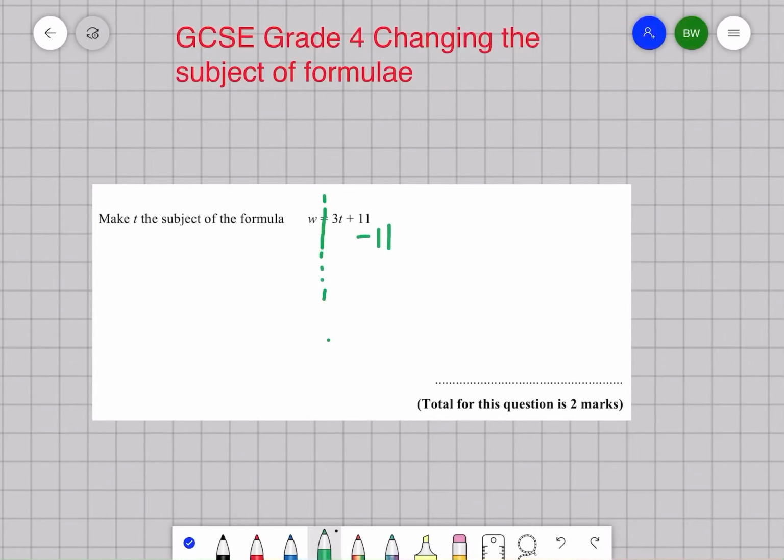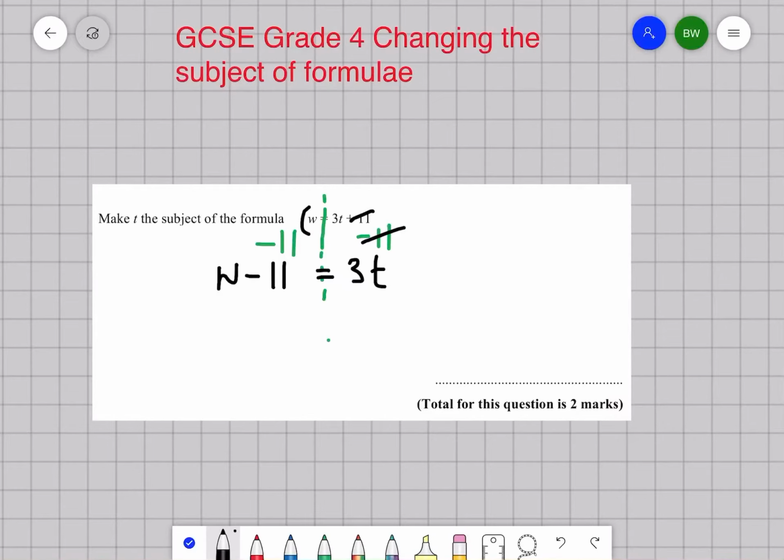The first thing I'm going to do is minus the 11 from that side. I've also got to do the same to the left-hand side to balance it out. So I'm left with w minus 11 on that side is equal to 3t, because actually the 11 and the minus 11 would cancel each other out to 0.